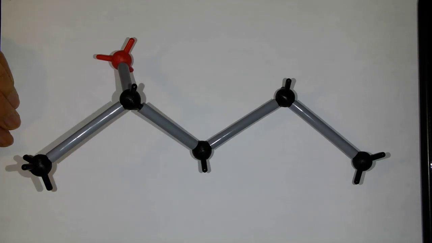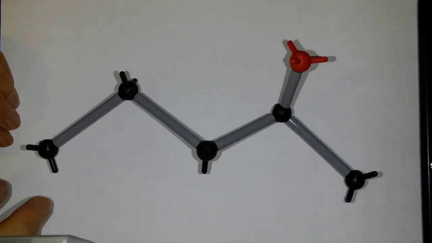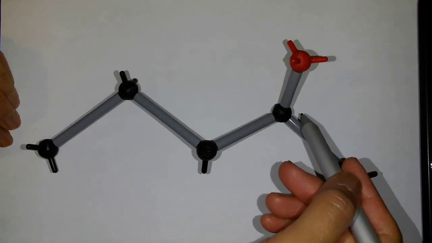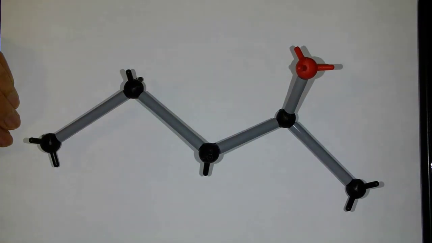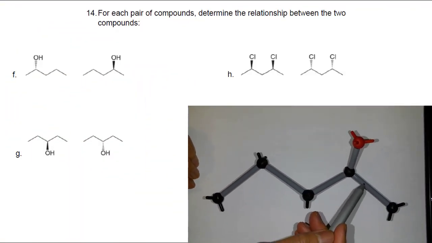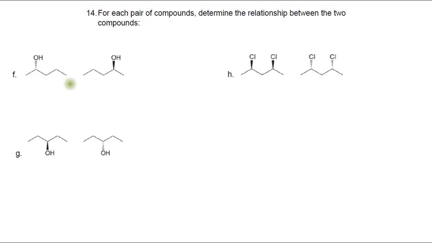If I turn the molecule over, I'm just flipping it over here, my alcohol is now pointing towards you. This is coming at you. And that is actually the structure you see in the second structure on F, where we have this bond here, and on the second carbon is the OH. So these are the same.